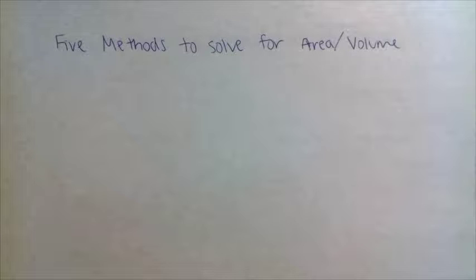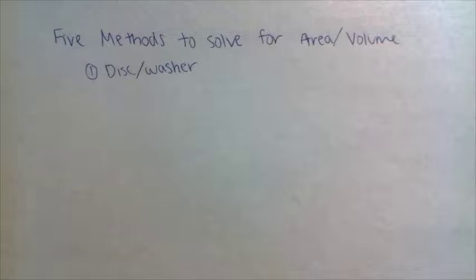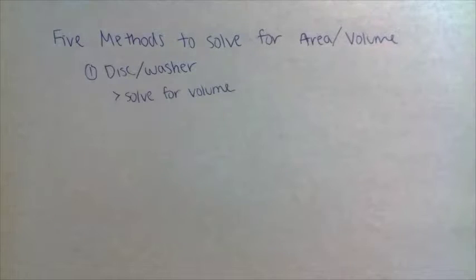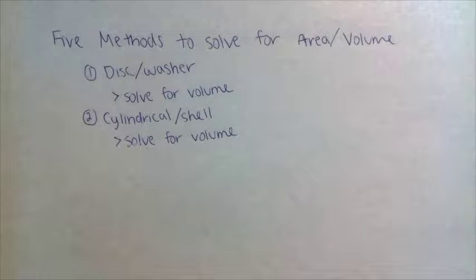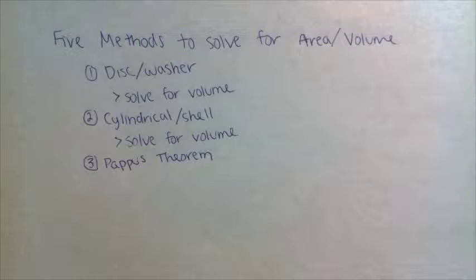In Chapter 6, we learn 5 different methods to solve for area and volume. The first method is disk or washer method, which we use to solve for volume. The second is cylindrical or shell method, which we also use to solve for volume. The third method is Pappus theorem, which we also use to solve for volume.